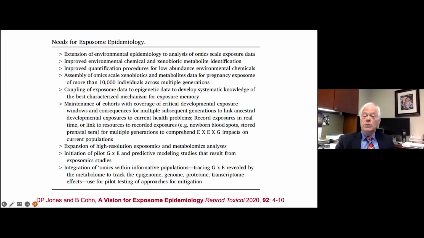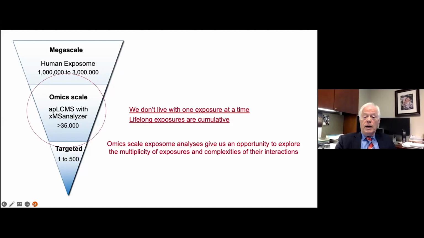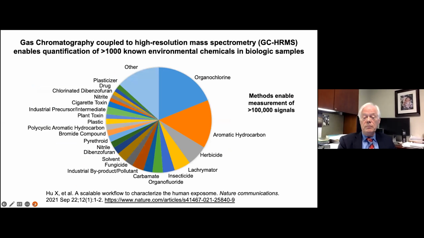Lots of needs, lots of details as far as development of exposome epidemiology, but I think that's really what we have to do. So as we're thinking about the integration of all these omics layers, we have to consider the exposome as one of those omic layers. And the simple principles, simple rules are, we don't live with one exposure at a time. Lifelong exposures are cumulative. And so what I believe is that the omics scale analyses give us an opportunity to explore the multiplicity of exposures and the complexities of their interactions, especially with the biological system. So quick snapshot of where we are.